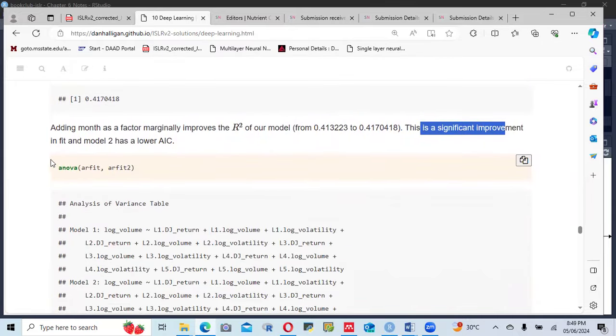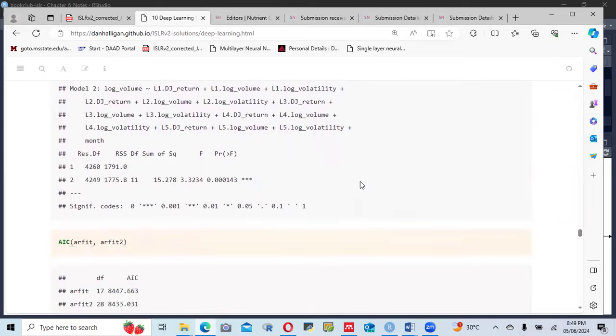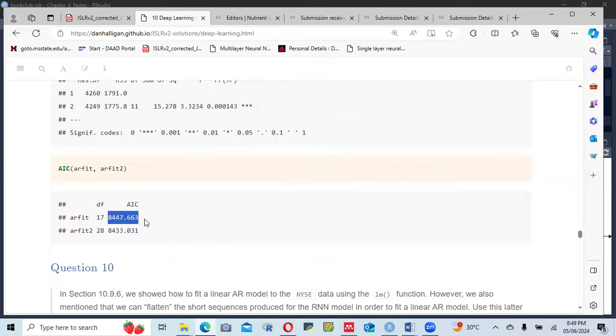Once we look at the ANOVA for AR fits and AR fits two, we have this value, and it was also significant. That is by comparing those two models which we fit. When we look at the AIC of these two models, the first model has 8,447.663, and the second model has 8,433. We can see that the second model has a smaller value for the AIC.